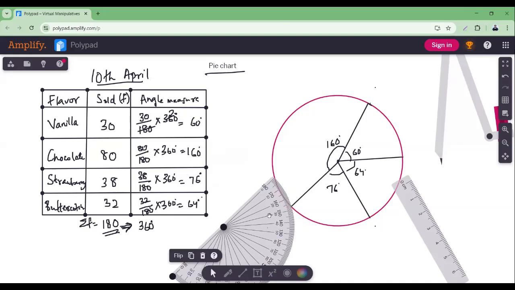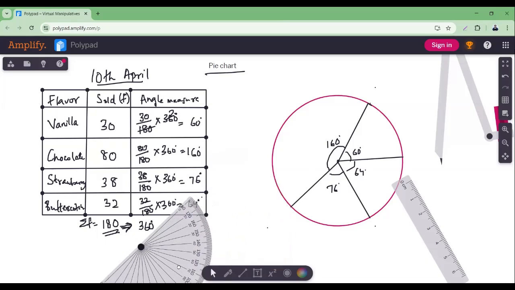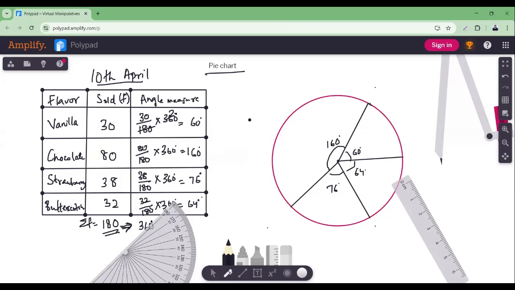Now there are multiple ways to show this pie chart. If you want to show it in a very nice, beautiful manner, you can have a table here and say vanilla, you can put dot, dot, dot. Then say chocolate, star, star, star, something like that. And you can say strawberry is slash, slash, slash like this. And you can say butterscotch is circle, circle, circle, circle, circle like that.